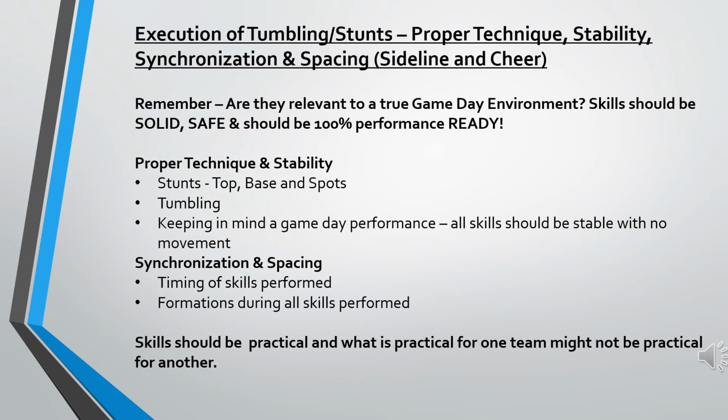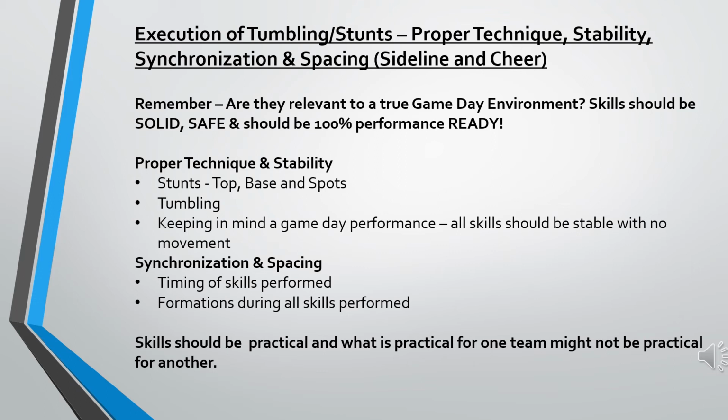Execution of tumbling and stunts is proper technique, stability, synchronization, and spacing in both the sideline and cheer, and is the last category for both score sheets. This is focused on just that. How well are the skills being executed?